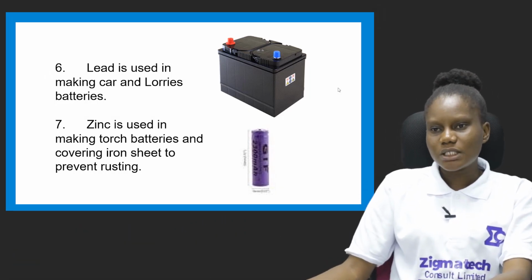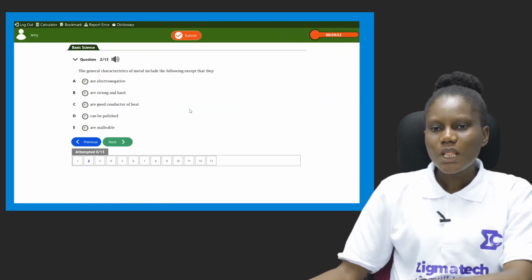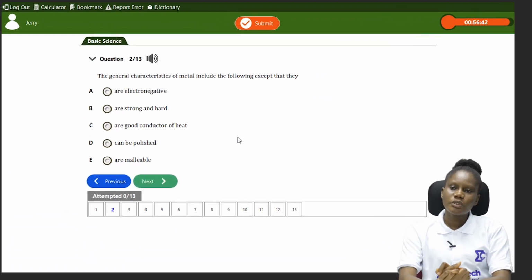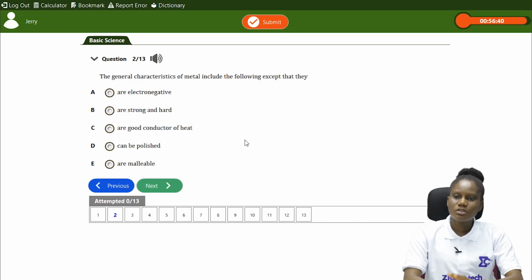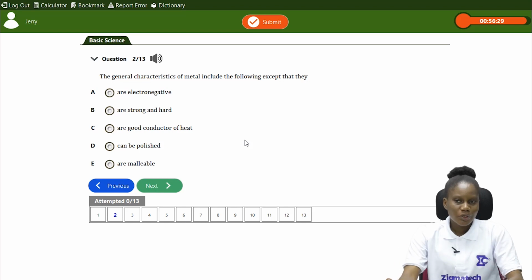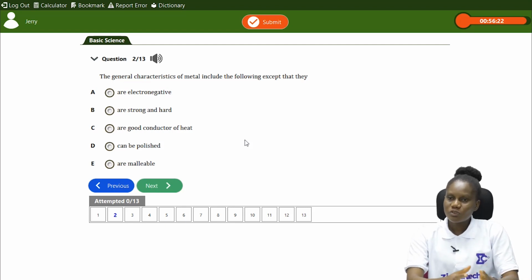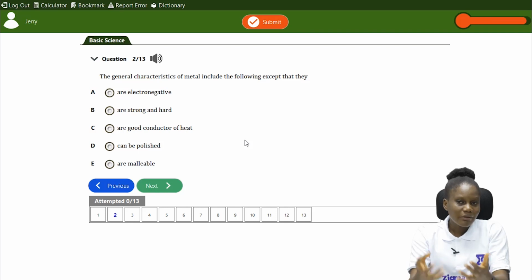So we want to look at some questions from ExamGuide. So we have a question here. It says general characteristics of metal include the following except that they. I want you to note the word they use there, the general characteristics. So general, it's comprehensive from what we have learned so far from the physical properties of matter. Those are the general properties, characteristics of matter.